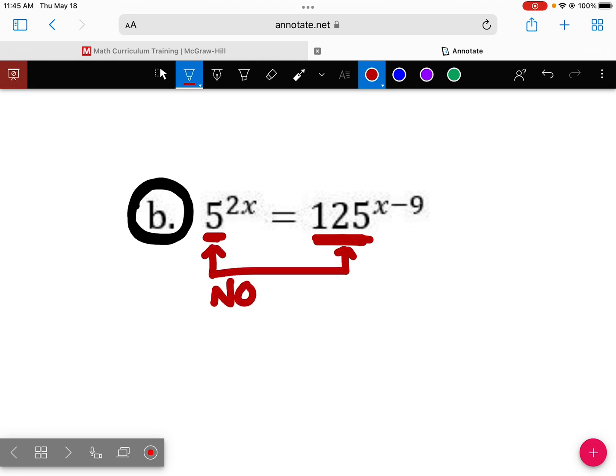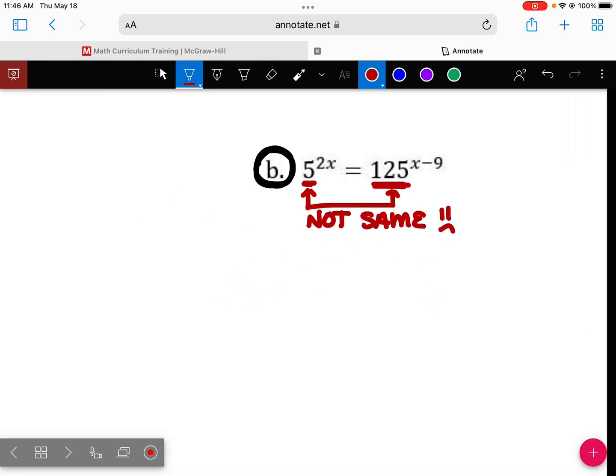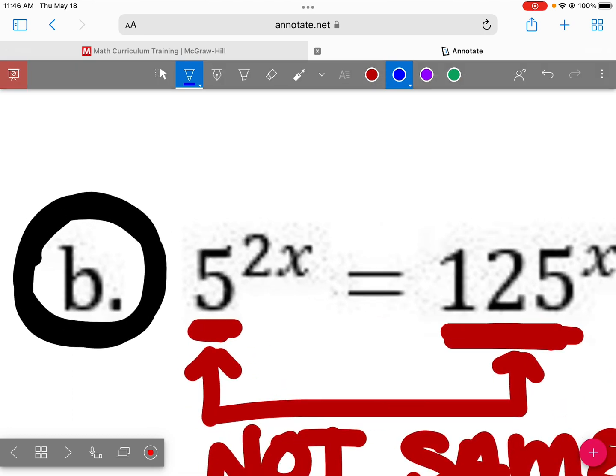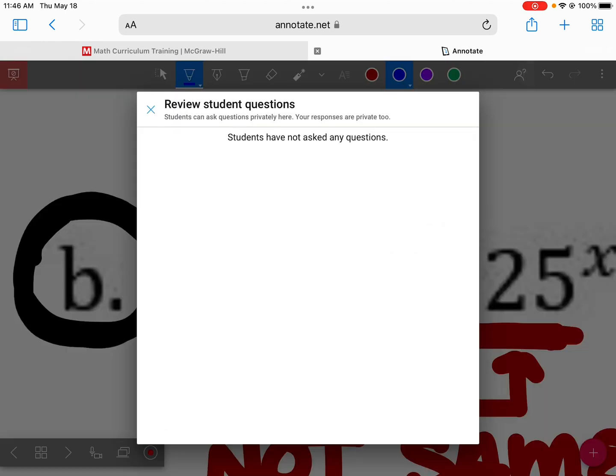Not the same. So when you do this, you have to make the bases the same. Since the 5 is already a 5, it has to be 5, whatever multiplies 5 to get that number. Is there a way that I could rewrite this base of 5? I can rewrite 125, because 5 is 5 to the first power. That's the only thing that works for 5, so I can't mess with that one.